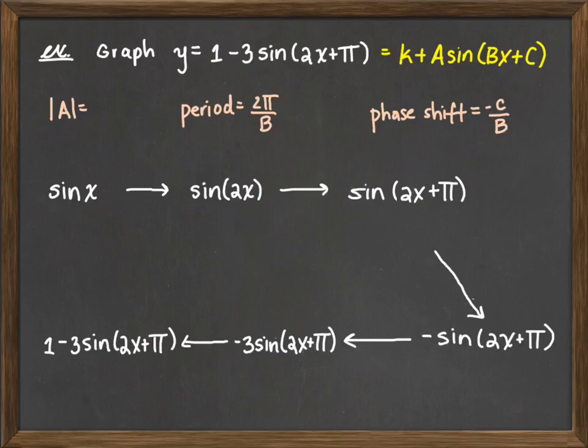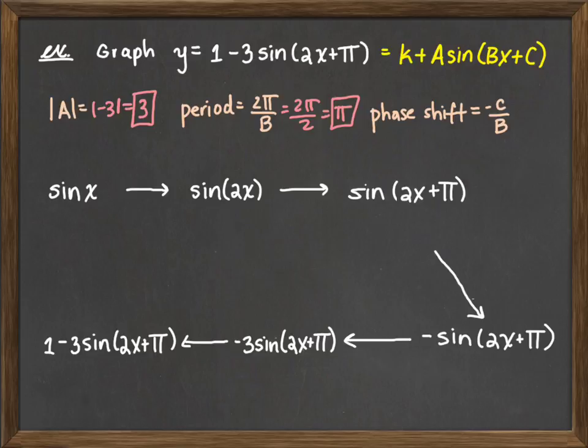One thing I want to do is we're going to graph something of the form k plus a sine of bx plus c. So we should identify that a is going to be negative 3, k is 1, b is 2, and c is pi. So that's going to give us an amplitude of the absolute value of negative 3, which is just 3. Our period is 2 pi over b, and b is going to be 2, so we get 2 pi over 2, so just pi. So let's circle these.